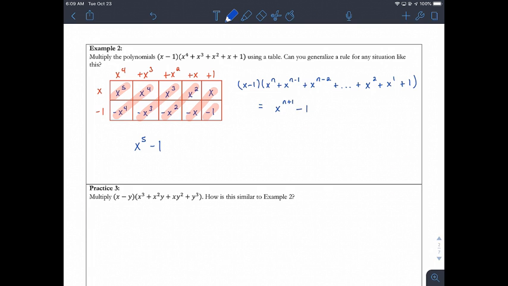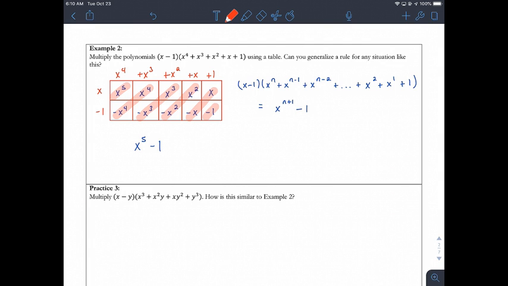So for instance, if I had the problem where this was x to the 9th plus x to the 8th plus x to the 7th all the way down until I get to 1, then my answer would simply be x to the 10th minus 1. We don't need to really do any math for it because we have this rule now that actually tells us how to do it.